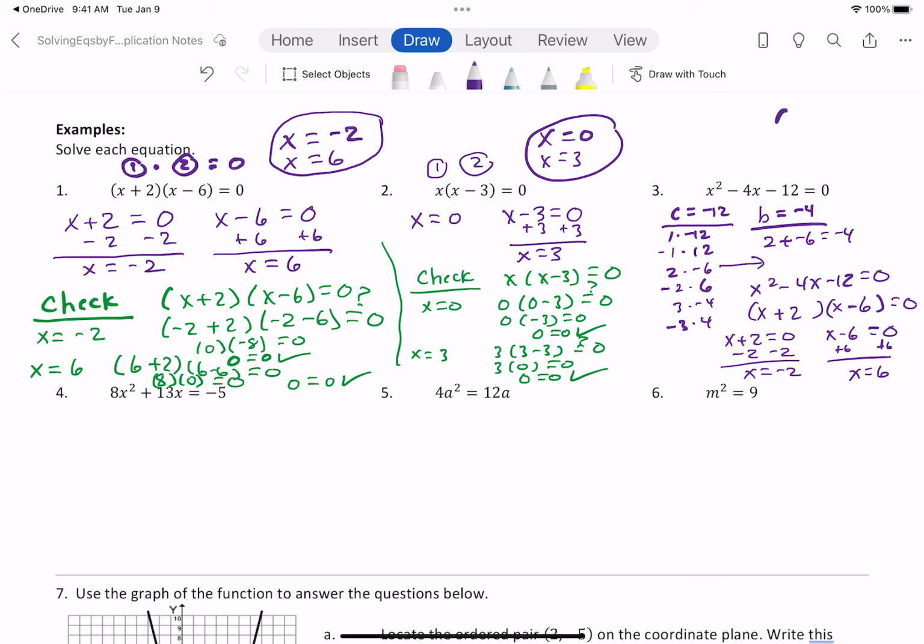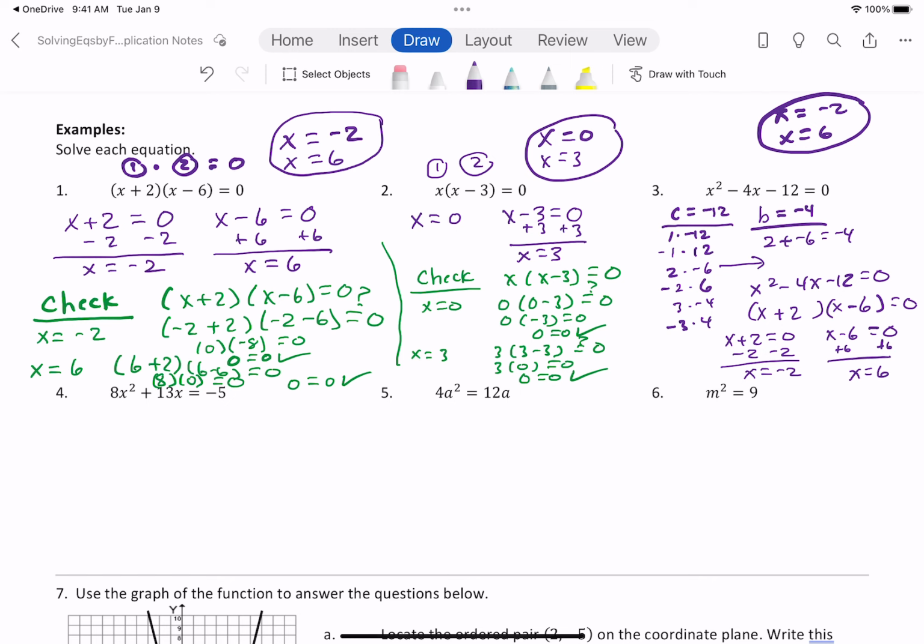And of course, we get that the two solutions are x equal to -2 and x equal to 6. I'm not going to show the check for that one because it actually works exactly like the first one. So those two should work.